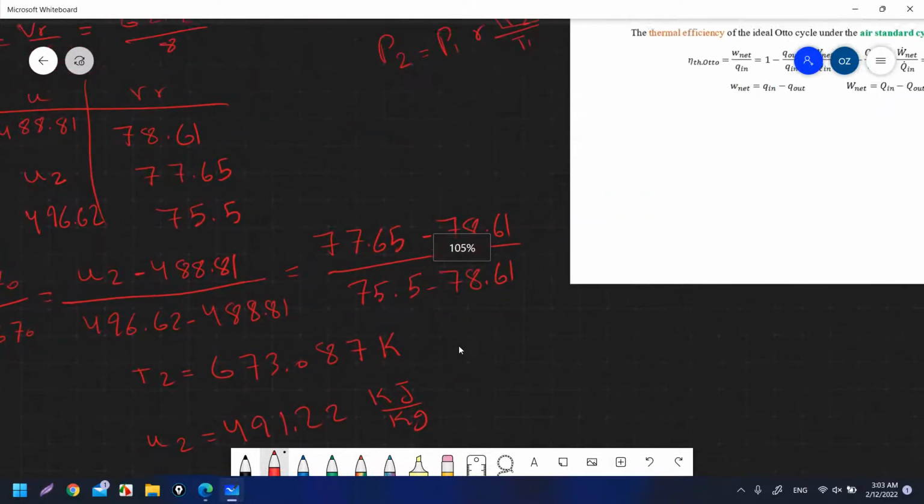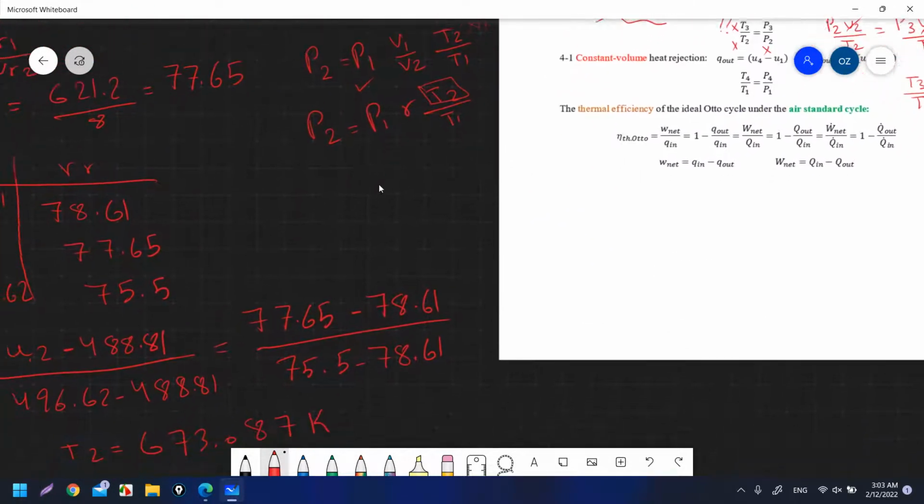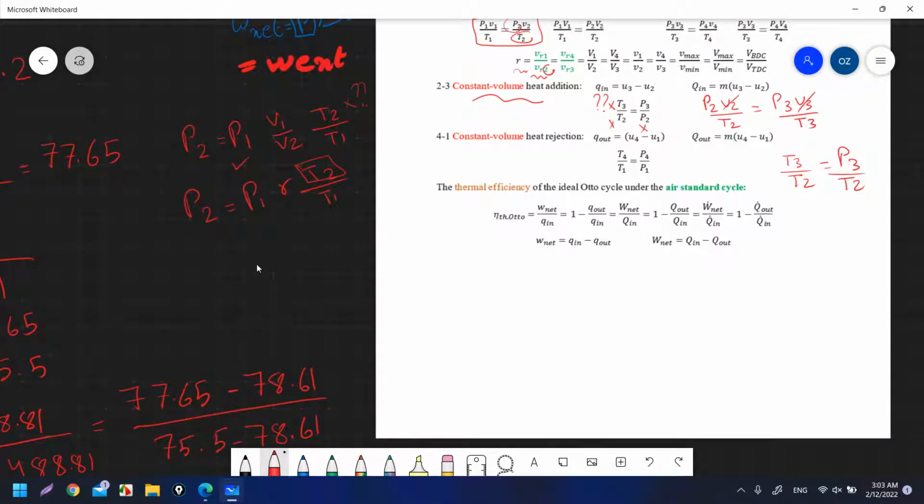Okay, now I have found T2. I can find P2 from this equation. P2 is equal to what? P2 is equal to P1, which is given in the question, 95 kilopascal, times R, which is 8, and T2, we got T2 673.087 over T1 300. Then P2 is equal to 1705.15 kilopascal.